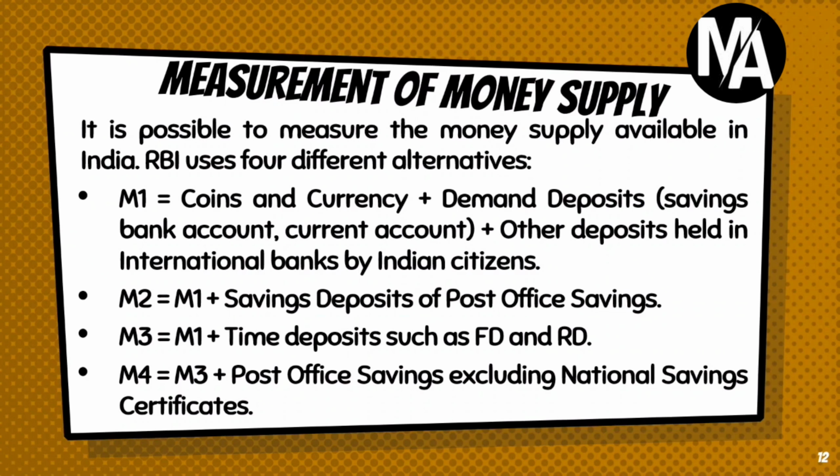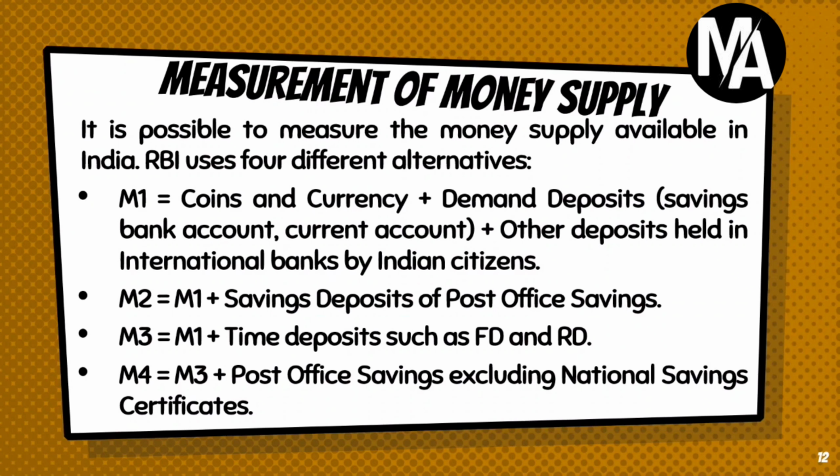When I say most liquid, it means that this money can be easily converted into cash. Coins and currency are already cash. Whenever we want our deposits to be given back to us on demand, they will be easily convertible into cash, and the same is with deposits in international banks. And so in this way, M1 is the most easily available and easily countable form of money because it is easily demanded and converted into cash. M2 is slightly difficult to convert into cash. That is why it comes under the second category, which is basically M1 plus savings deposits of post office savings bank account.